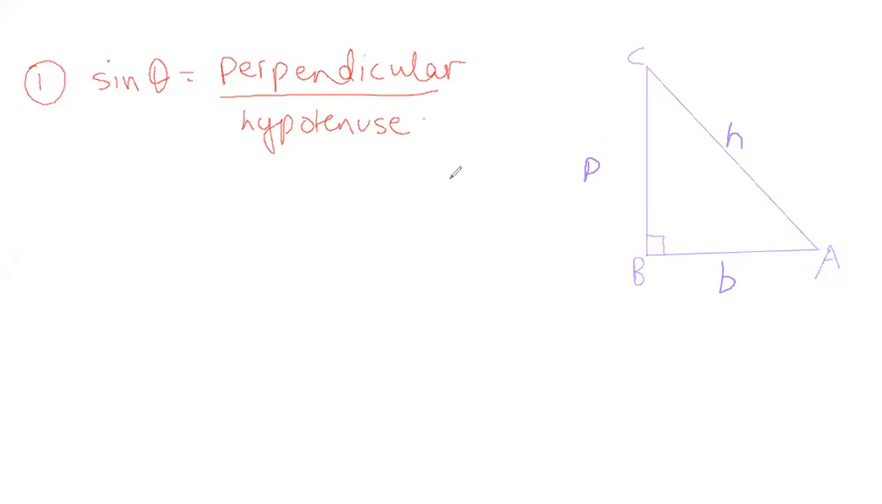A note to the viewers: whatever side is exactly opposite to the 90-degree angle is always known as the hypotenuse. So if you consider this as hypotenuse or this as hypotenuse, remember that the sides adjacent to the 90-degree angle are not hypotenuses. The side exactly opposite the 90 degrees is known as the hypotenuse. So the first formula that we have learned today, sine theta is equal to perpendicular upon hypotenuse. This is a basic concept.